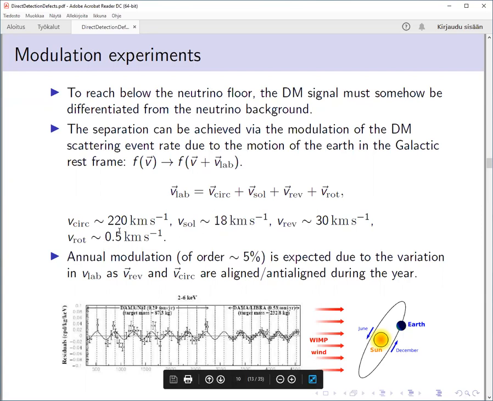These are roughly the scales. The velocity of the sun with respect to the galactic rest frame is of the order of 200 kilometers per second. And our motion with respect to the sun is of the order of tens of kilometers per second. So roughly 10 to 15% of the variation in the lab velocity with respect to the total velocity that we are moving with respect to the galactic rest frame.